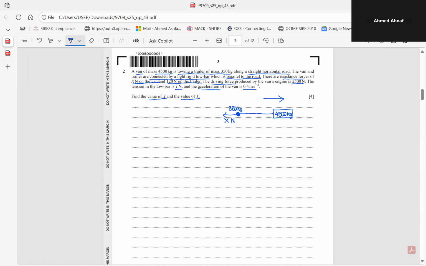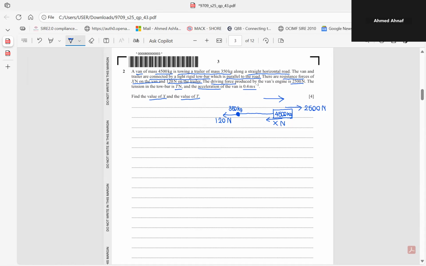Sorry, X newtons on the van and 120 newtons on the trailer. The driving force produced by the van's engine. So the force exerted by the van in the direction of motion is 2,500 newtons, and the tension in the tow bar is T newtons.